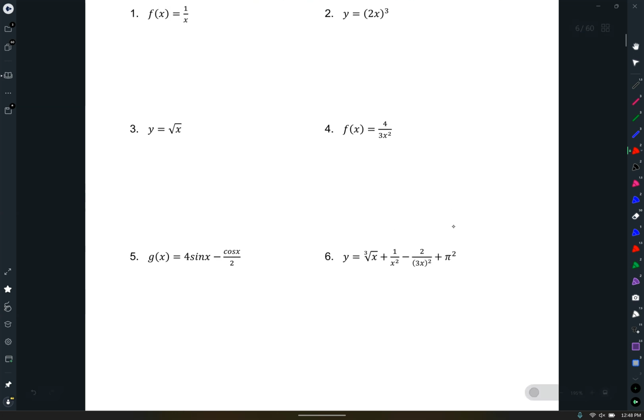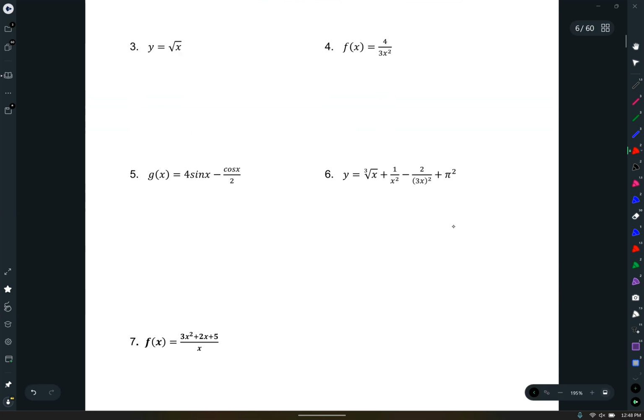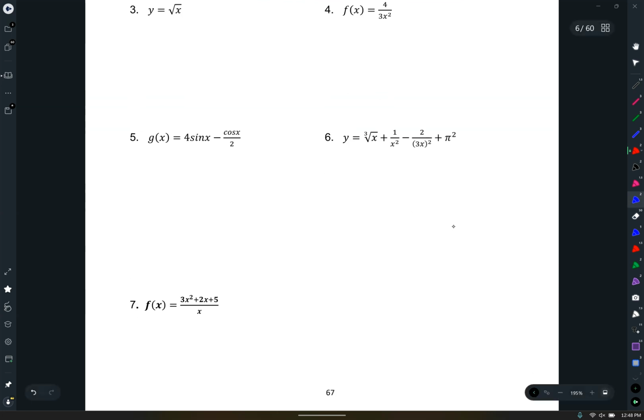So with that in mind, I'm going to go to the example on page 67 that we skipped. If you look at number 5, if I want the derivative of 4 times sine of x, I'm going to say g prime equals, well, remember, if there's a number in front of your function, you just leave the number alone, and then you would say the derivative of sine is cosine. Okay, bring down the minus sign.